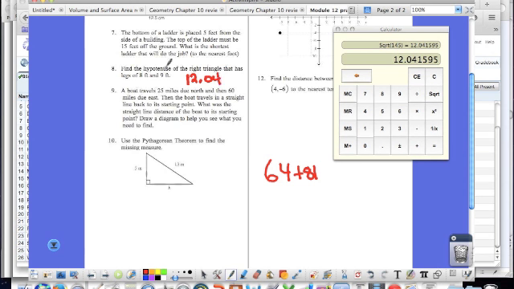Remember, on your test it will actually be multiple choice. So guys, if on your test they had 12 as one of the choices and 12.04 as one of the choices, hopefully you'd pick the 12.04, right? If they had 12 and 12.1, which one is closer? 12.